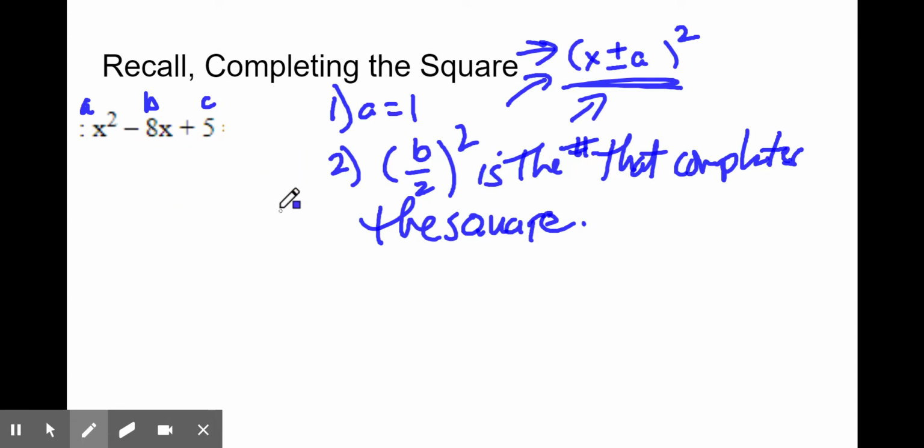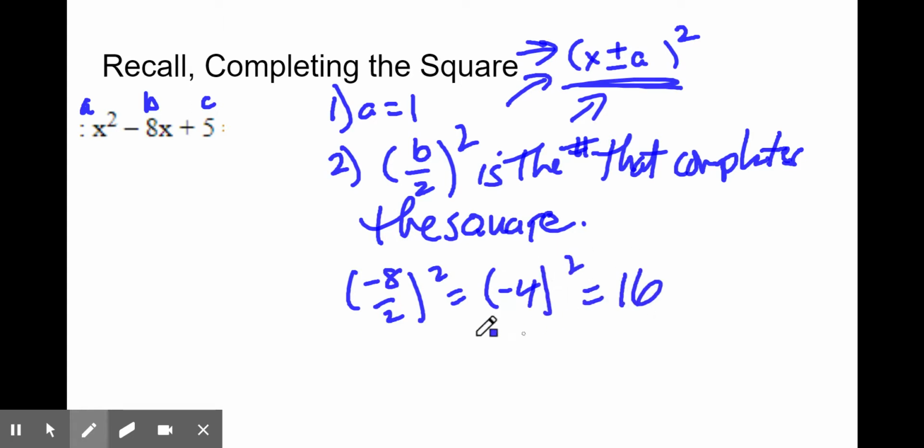So what I'm going to do is take the b term, which is negative 8. I'm going to take negative 8, divide by 2, and square it. That gives me negative 4, and I square it, I get 16. So I'm going to write x squared minus 8x. Now I'm going to add 16 into this polynomial.